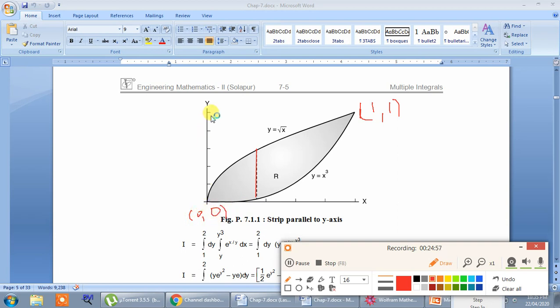Okay, so this strip moves from x equal to 0 to x equal to 1. In its motion, the lower end is on y equal to x cube and the upper end is on y is equal to root x. Actually y equal to root x is nothing but y square is equal to x. Y square equal to x gives you y equal to root x. So the upper end is on y equal to root x.